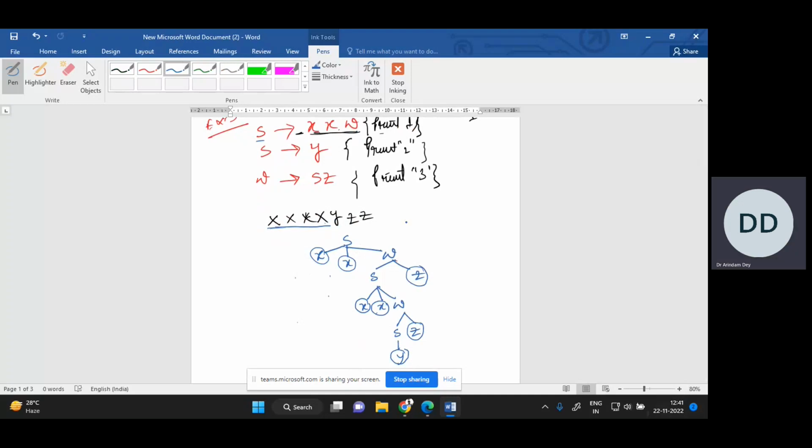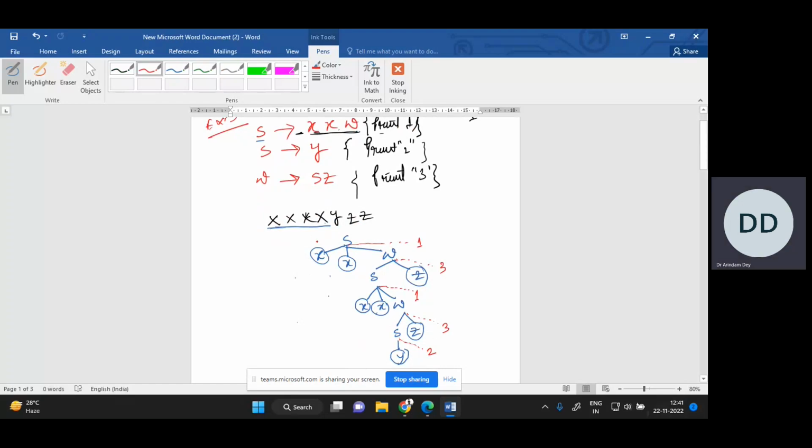Now, as per the semantical rules that I have given here, I said that if XXW is there, that means here we will be printing 1. If XXW, then here we will be printing 1. If W to SZ, then we will be printing here 3. If W to SZ, here we will be printing 3. If S to Y is there, here we will be printing 2. Right? This is the structure.